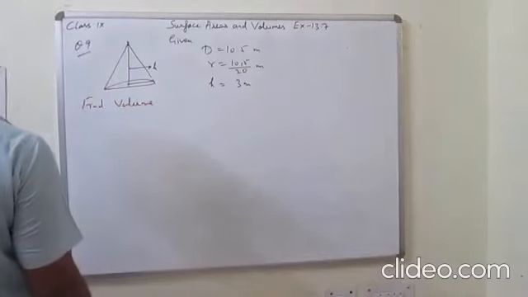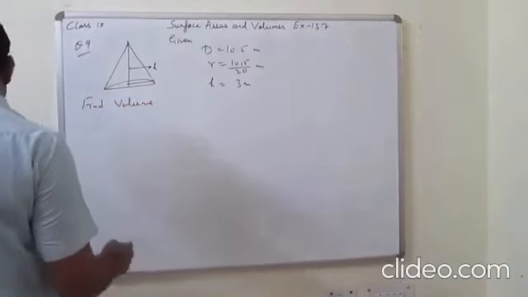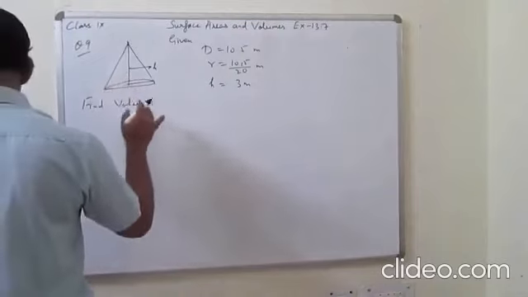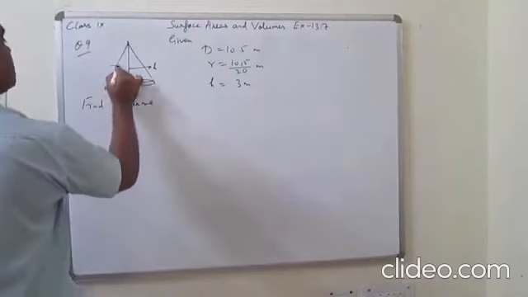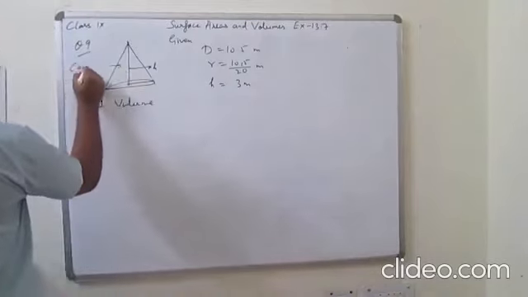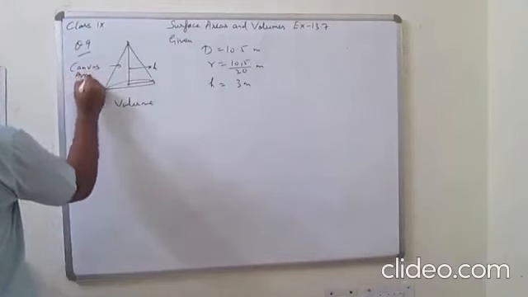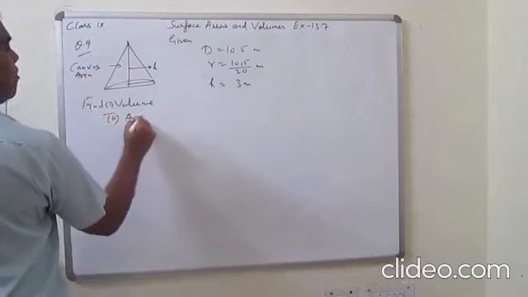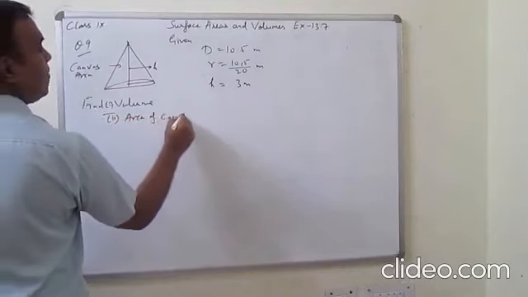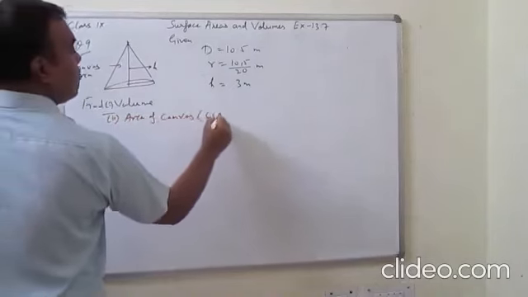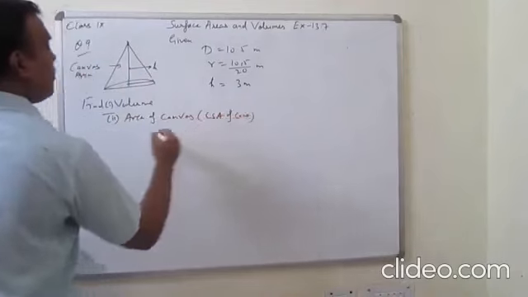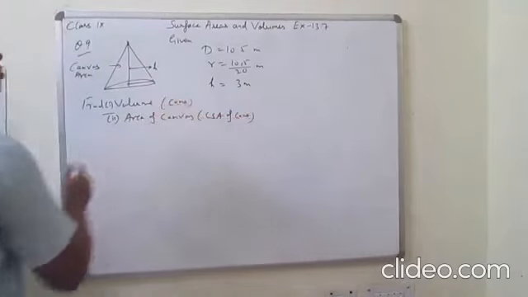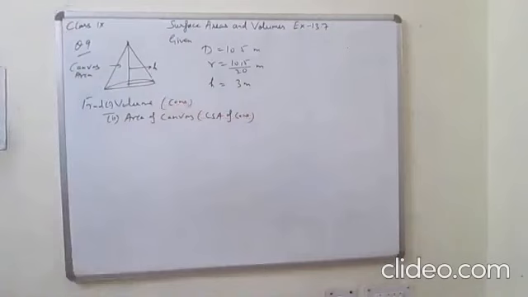The heap is to be covered with canvas to protect it. Find the area of the canvas. First the volume, second the area of canvas, that is the CSA of the cone you have to find. This is the volume of the cone you have to find. Now first we find the volume.